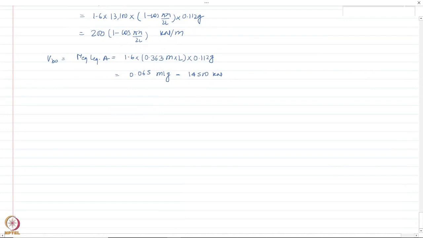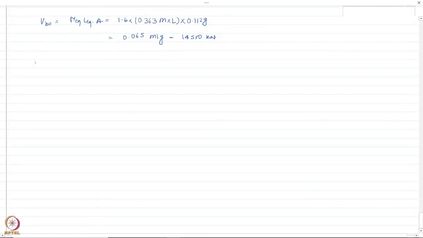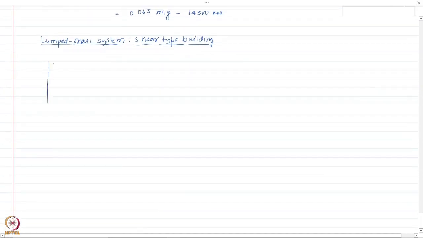Now we are going to discuss another type of specialized system, which is basically a lumped mass system. So this is not a continuous system, however, this is a lumped mass system. Especially, we are going to consider a shear type building. First I need to define what is a shear type building. Now if I consider any building representation, let me consider a three-story building here. I have this building here.